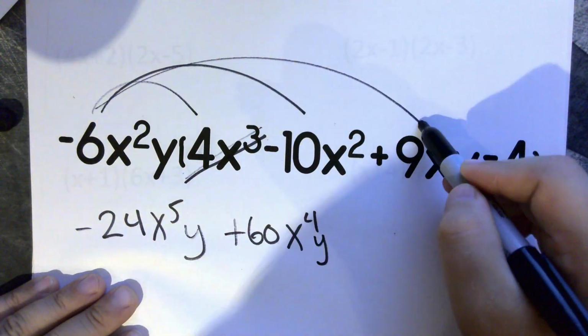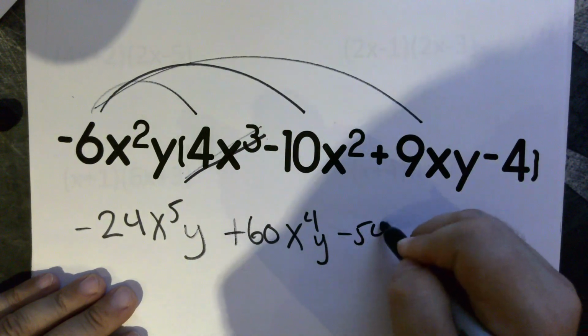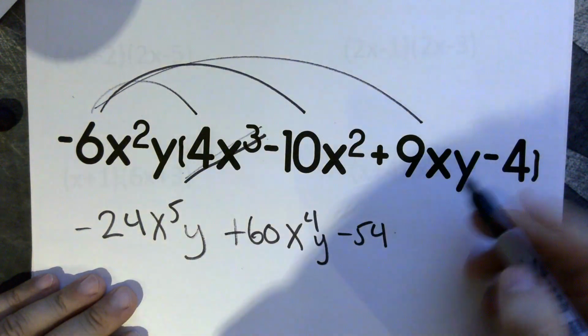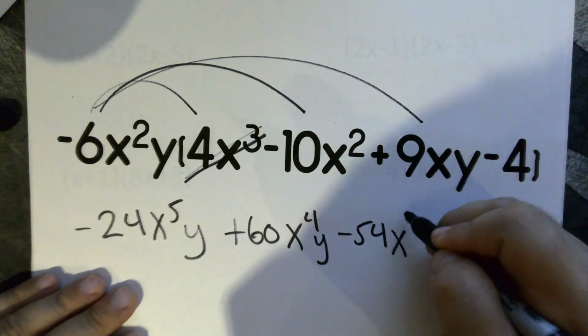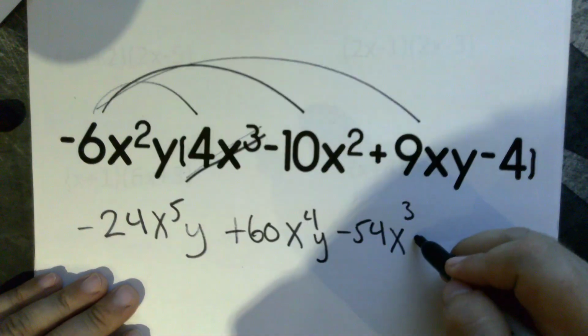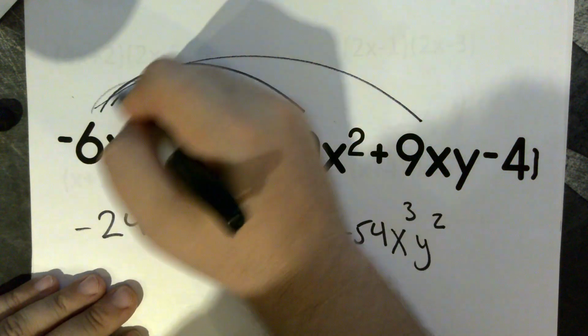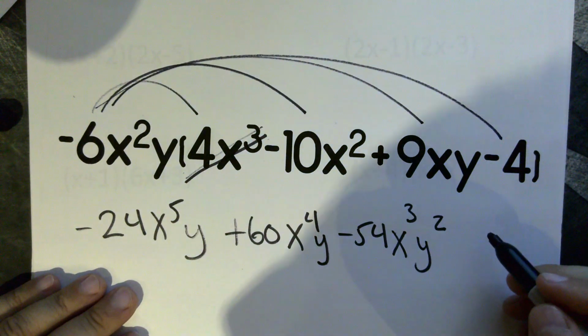All right, third term that we're multiplying, negative 6 times 9 is negative 54. X squared times x is x, 1, 2, cubed. Y times y, so 1 and then 2, is y squared. And we're done with that third term, and then finally we're going to multiply it by its fourth term.